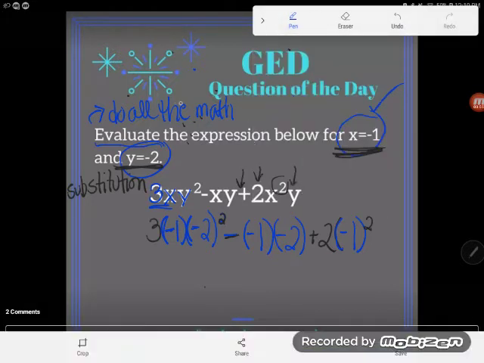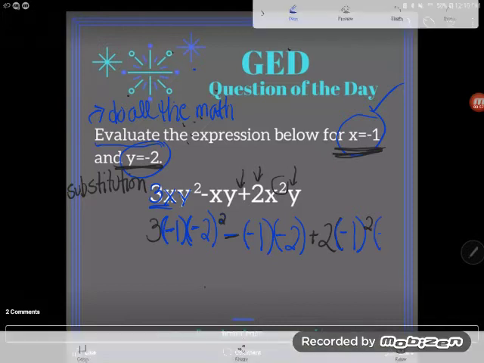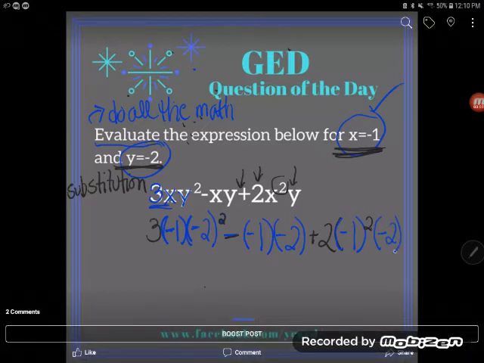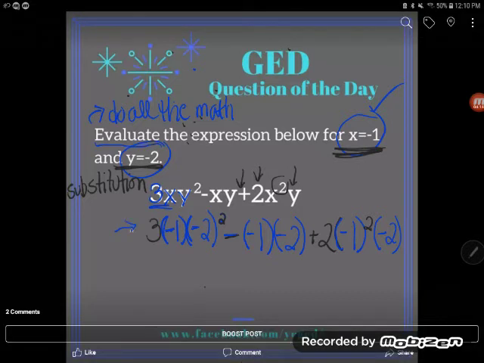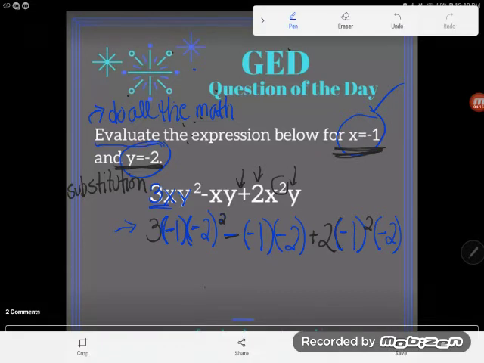A lot of times when I'm doing algebra, my students don't know where my numbers come from. They think I'm some kind of ninja that memorizes things. But no, I'm just looking at the line above me to know what to do. So I rewrote everything except all my x's and y's became -1s and -2s. Okay, now this is not algebra anymore. This is just one big, long, ugly order of operations problem.